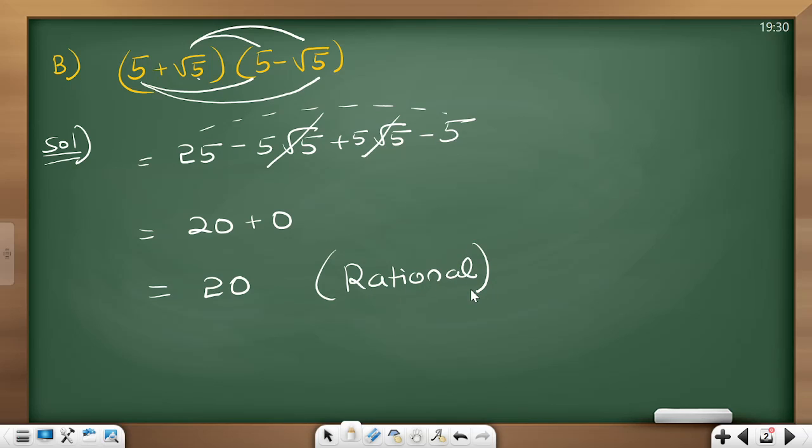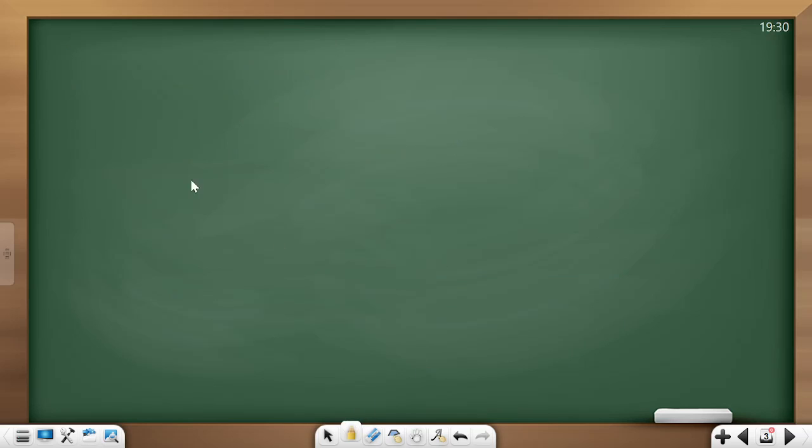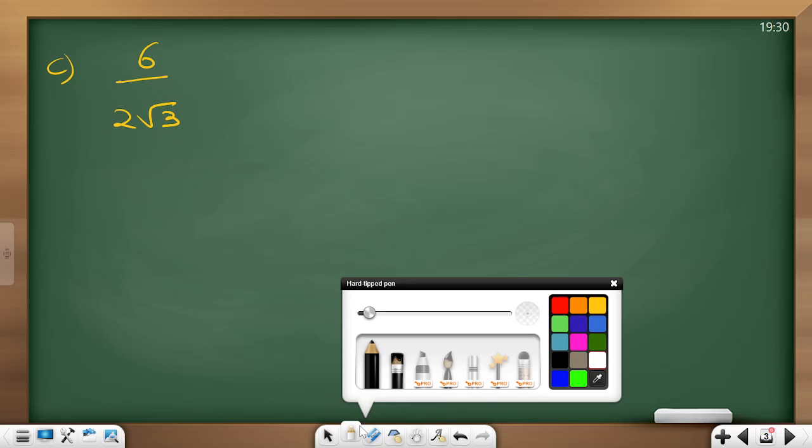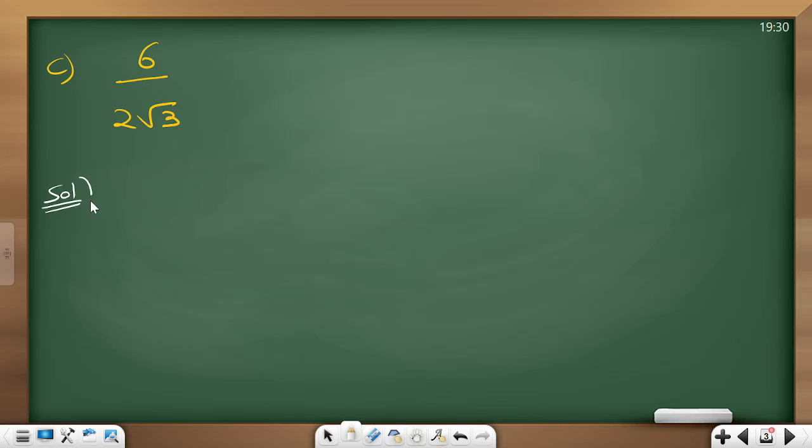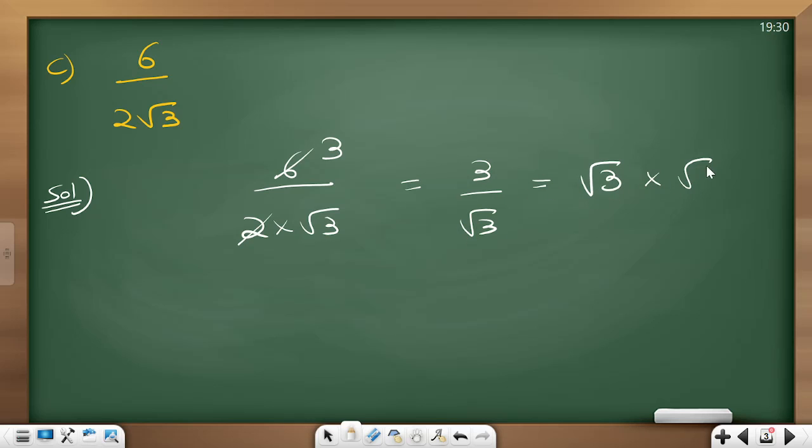I think it should be very much clear for you. 5 plus root 5 into 5 minus root 5 is a rational number. Now I am going for C part. 6 by 2 root 3. Is it a rational number or irrational number? So 6 by 2 into root 3. 2 cancels 6 three times. Therefore your answer is 3 by root 3. Now 3 can be written as root 3 into root 3 by root 3. Root 3 cancels, answer is root 3.